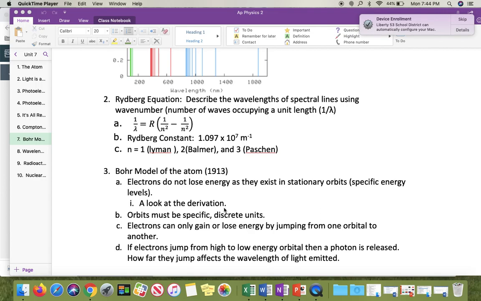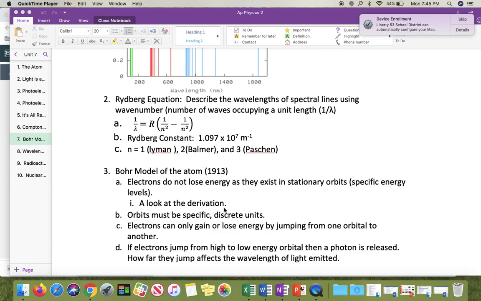But when you do look at the derivation, you're going to see that the first energy level has a value of negative 13.6 electron volts. And then the second energy level is negative 3.4 electron volts for the hydrogen atom. So those are going to be numbers that we're going to see here in just a little bit. So it would definitely help to look through the derivation really quick. It's not a very hard derivation.